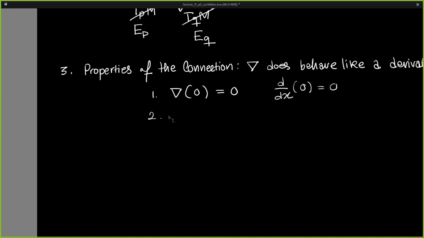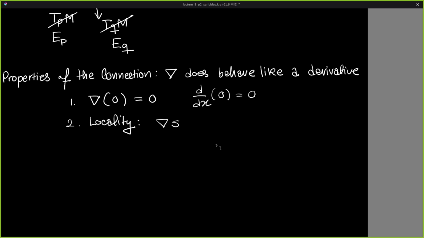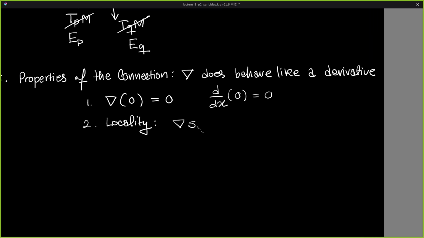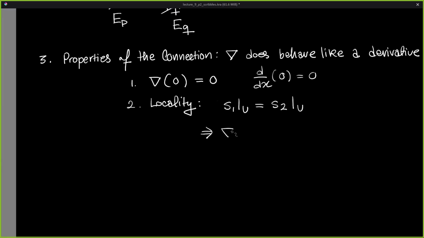Number 2 is locality. So if we restrict the connection to be acting on a local section, then if the restrictions of the local sections are the same, S1 restricted to U is equal to S2 restricted to U, then that implies that nabla of S1 restricted to U is equal to nabla of S2 restricted to U.